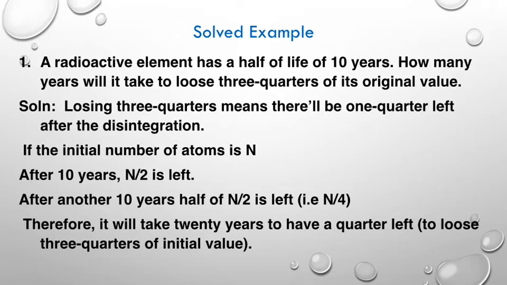Now, if the half-life is 10 years, that means that after every 10 years, half of the previous number will remain. So if the initial number of atoms is N, since we are not given a specific number, after 10 years, what will be left will be half of N. That's N over 2. After another 10 years, what will be left will be half of N over 2. That will be N over 4. That means that it will take 20 years for the element to have 1/4 of its initial value left. That means it has lost 3/4 of its initial value in 20 years.